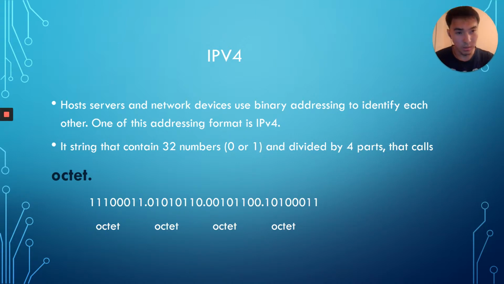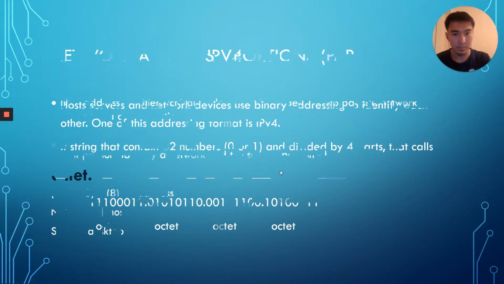Our devices, like hosts, laptops, computers, use binary addresses to identify each other. One of these address formats is IPv4. IPv4 is a string of 32 digits that contains only ones and zeros, and this string is divided into 4 parts that are called octets. 1 octet, 2 octet, 3 and 4 octet. We have here. So continue.